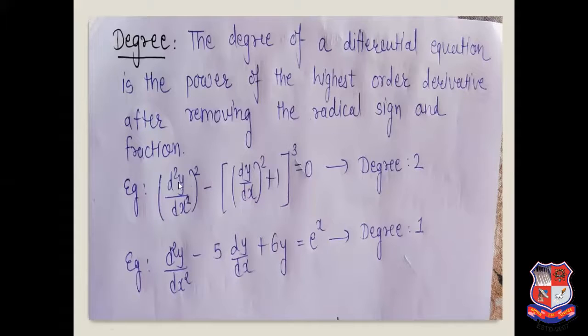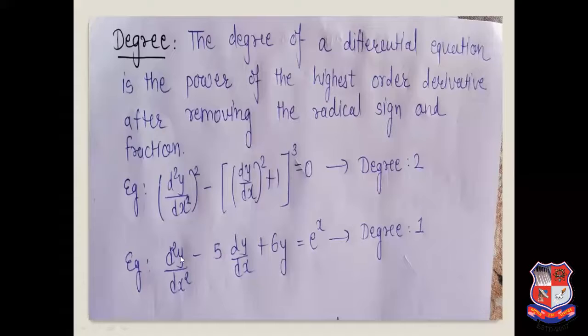Example number 1, (d square y by dx square) whole square minus (dy by dx) whole square plus 1, whole cube equals to 0. So first check if any radical sign or fraction is present. No. So directly check the highest order derivative term. So in this equation, higher order derivative term is d square y by dx square. The power of this term is 2, so degree of this equation is 2.